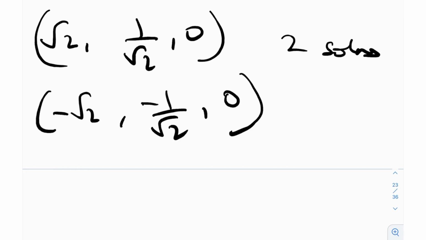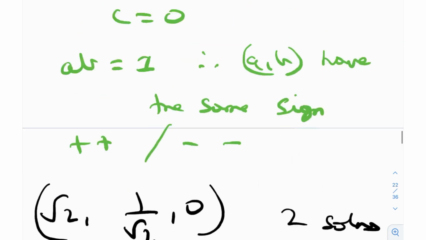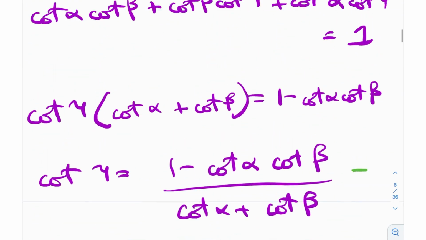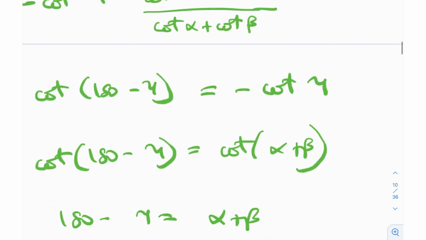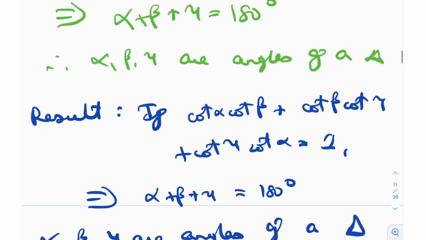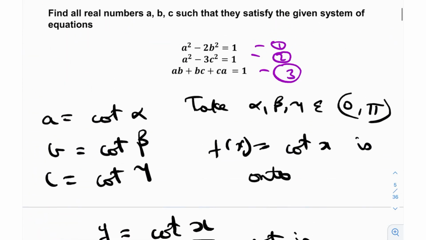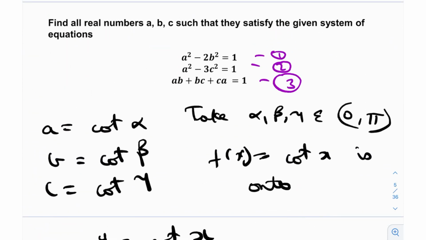And you really saw that using that smart trigonometric substitution in the beginning, we reduced this problem down to something that was very simple. And coming back to what was the intuition of the substitution, why I did this? Well, I knew that this result holds. This result that I marked over here, I did know about it, that if cotangent alpha, cotangent beta plus all of these quantities is equal to 1, then alpha plus beta plus gamma is 180 degrees.